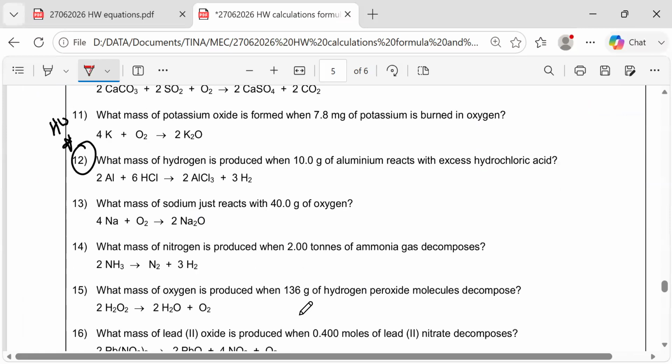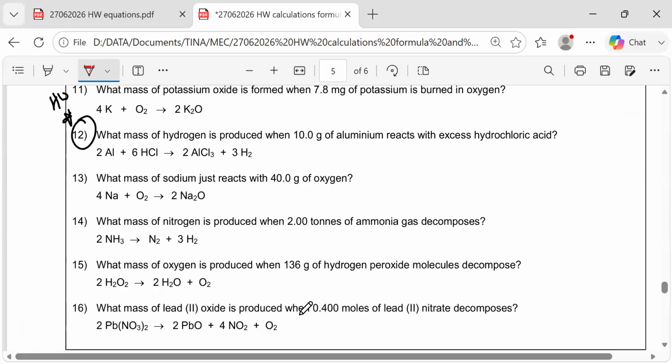Okay. What mass of hydrogen is produced when 10 grams of aluminium? So they're telling you here is 10 grams. How much is hydrogen? It's not that hard. So whenever you don't know what to do, you always find the amount of moles. And since they give you grams, amount of moles is mass over molar mass. So the mass is 10 grams. Molar mass of aluminium, you look at the periodic table, is 27. So you take 10 over 27. So you get 0.37 mole.